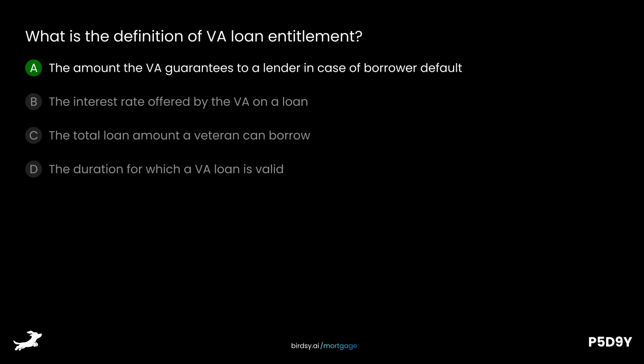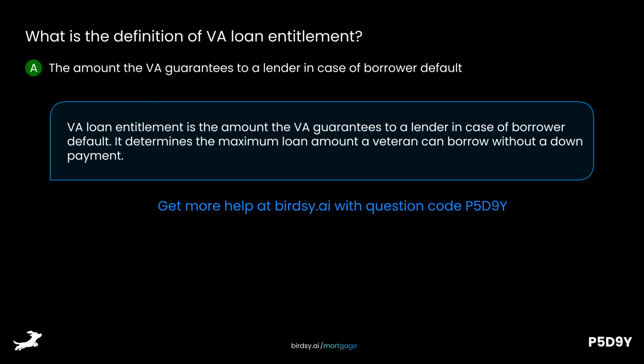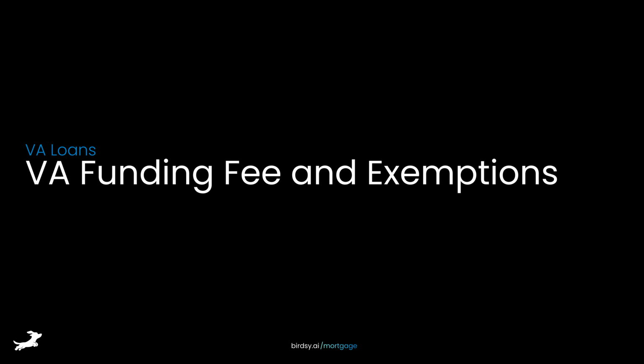The answer is A, the amount the VA guarantees to a lender in case of borrower default. VA loan entitlement is the amount the VA guarantees to a lender in case of borrower default. It determines the maximum loan amount a veteran can borrow without a down payment. VA funding fee and exemptions.